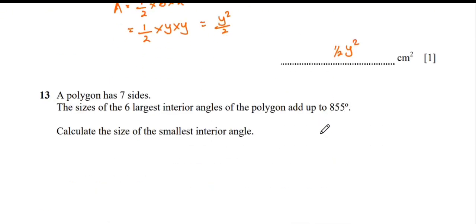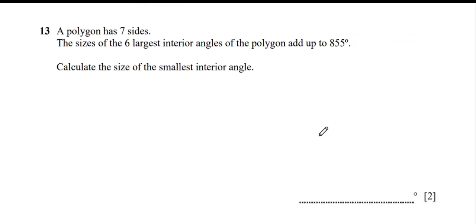A polygon has 7 sides. The size of the 6 largest interior angles of the polygon add up to 855. Calculate the size of the smallest. First of all, find the total sum of the interior angles of the polygon. Then you subtract the 6. Then the remaining is the smallest interior angle.